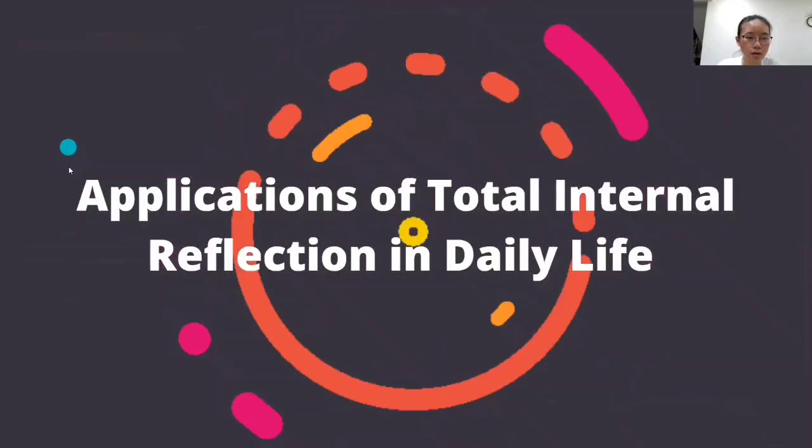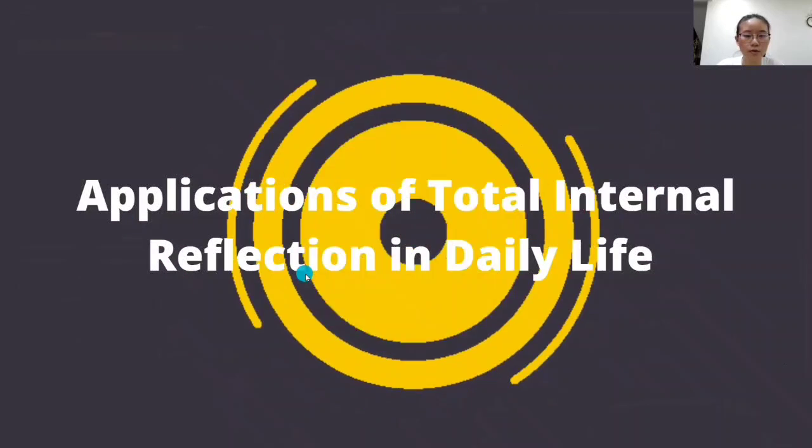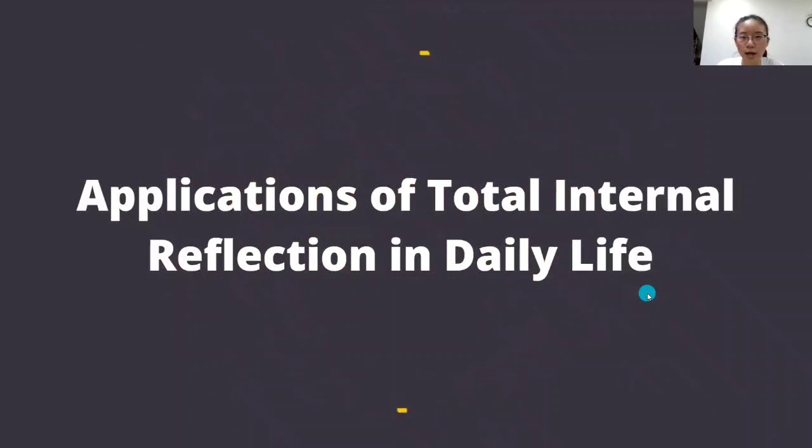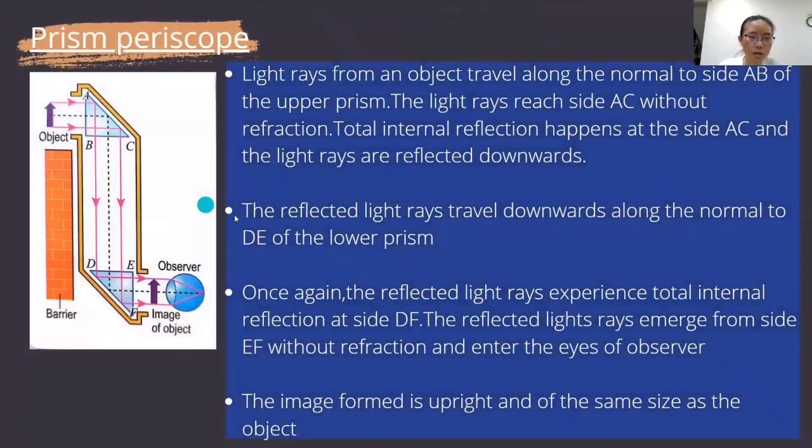Okay, next one. We look at the applications of total internal reflection in daily life. The first one is the prism periscope. The prism periscope is used to look at objects that are behind obstacles. Okay, so how does it work?